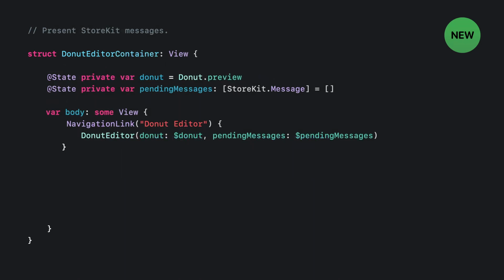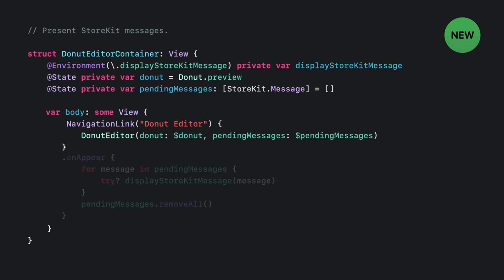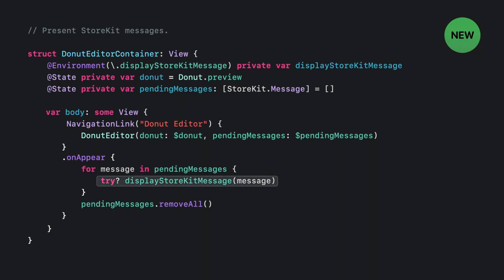This is a parent view which holds a navigation link to the donut editor. Here, I've collected all the pending messages I need to display in this pending messages array. So how do I display these pending messages? Well, now this environment value, displayStoreKitMessage, gets you an instance of a display message action, which you can then use to display a given message. When the view appears, I'll iterate through the pending messages and call displayStoreKitMessage, passing in the message I want to display. StoreKit takes care of presenting the message sheet.